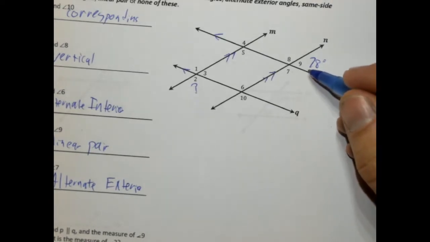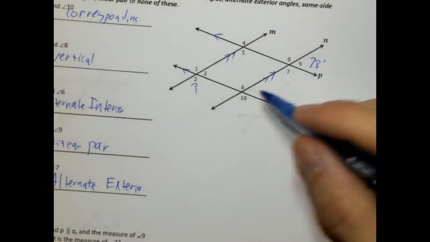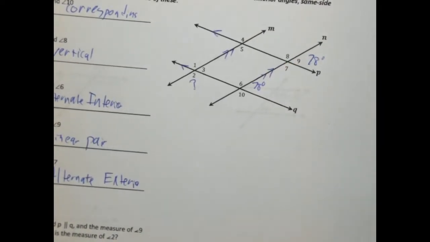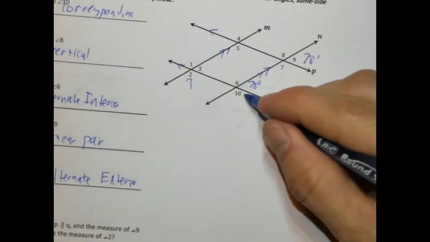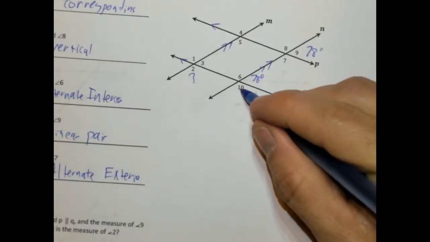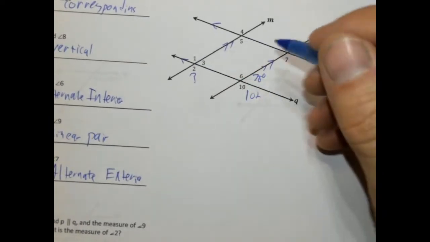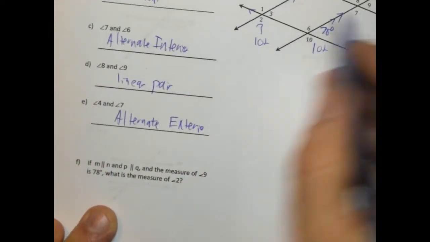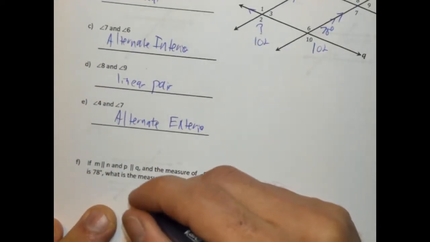So we know this angle 9 corresponds to this angle here, so that means this is 78 degrees. There's a bunch of ways you could do this. This is just the way I'm going to do it. We know this is a linear pair, so this would be 102 degrees. And we know 10 and 2 correspond, so therefore this is 102 degrees. But there's a bunch of ways you could go from 9 to 2. That's just the way I chose to go.